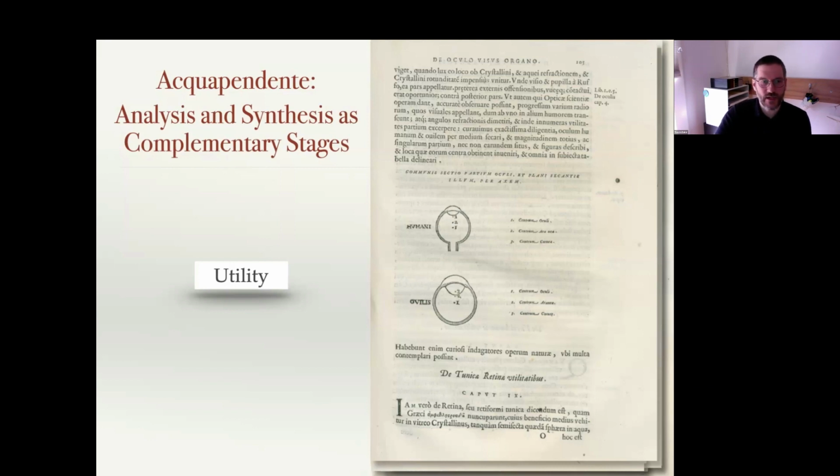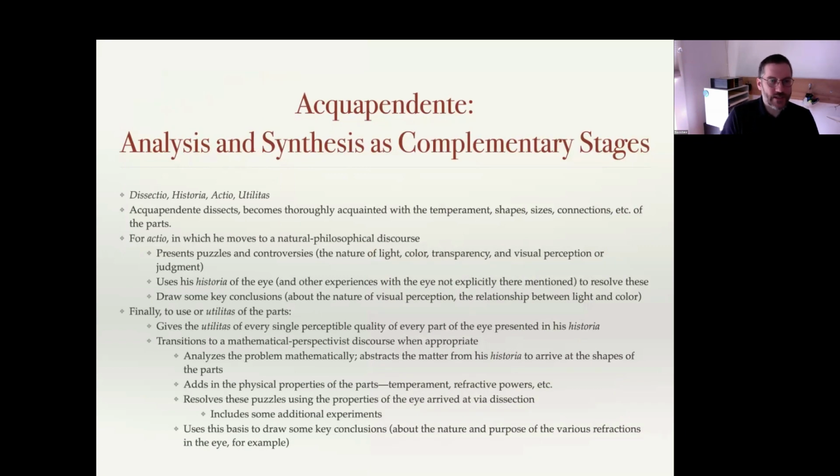So that's quite interesting. So very quickly, because I'm running a little late. He dissects the eye, gives you kind of the temperament, shape, sizes, connections. For the actio, he, in a sense, resolves the puzzles and controversies by moving to a natural philosophical discourse grounded in his empirical Historia. And then for the utilitas, or the usefulness of the parts of the eye, he moves often to a mathematical optics discourse, treatises in mathematical optics, using again his previous sections, the Historia, the Actio, to make arguments about the new, to sort of discover the new usefulnesses of the parts. Some of them are quite new.